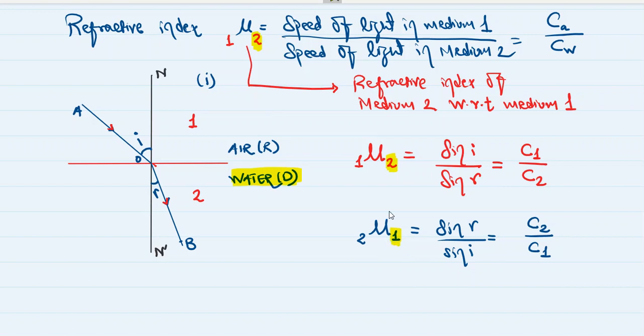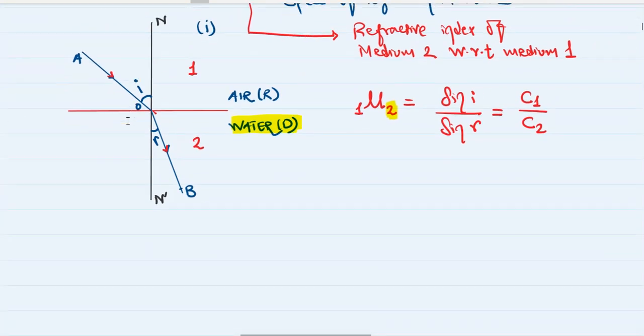Okay, now we will understand this with an example and finalize this concept. So I'll give you the example below. Let's continue with this same example. Let's see, can you tell me what is the refractive index of water with respect to air? The refractive index of water with respect to air is sine of angle of incidence, which is formed in air, upon sine of angle of refraction, which is formed in water.